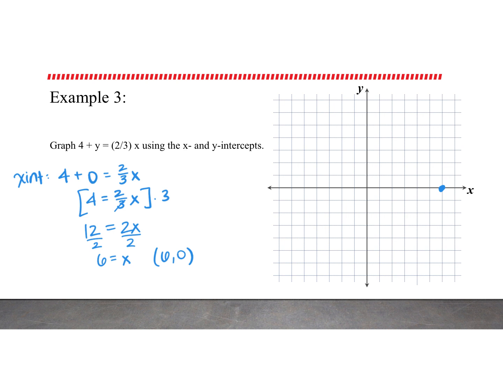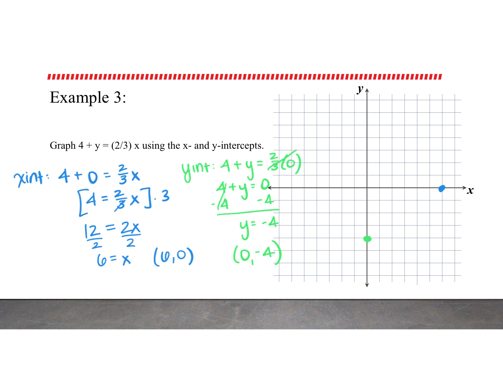And then we're going to do the same thing for our y-intercept. But this time we're going to plug in 0 where the x is. So 4 plus y equals 2/3 times 0. 0 times anything is going to cancel. So we have 4 plus y equals 0. I just need to get y by itself, so I'm going to subtract 4 from both sides. y equals -4. So that's in the form 0, -4.